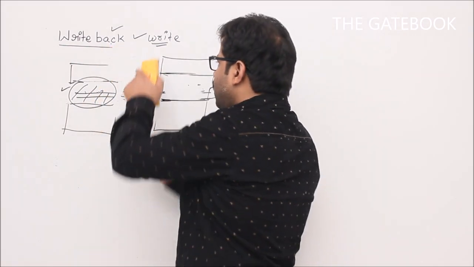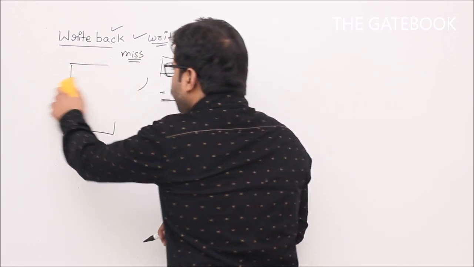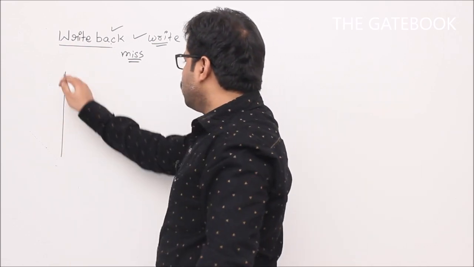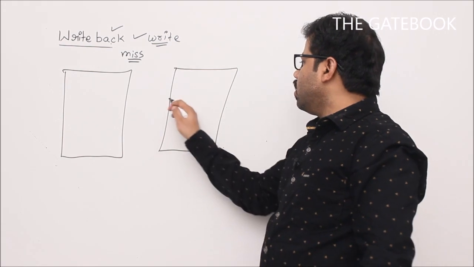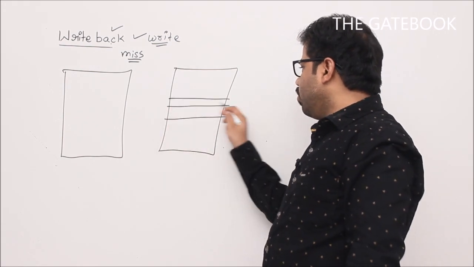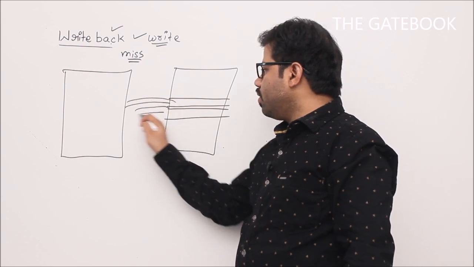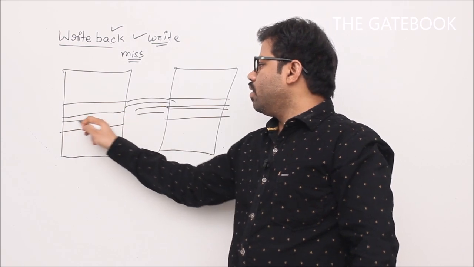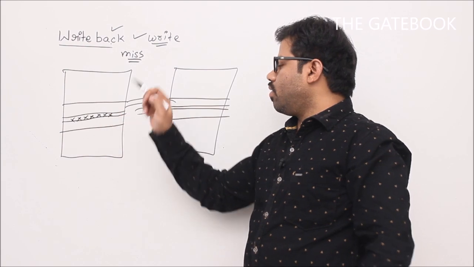So what happens if a miss occurs? If there is a cache miss in the write back procedure, that means the data is not available in the cache, but you want to update it. First transfer that entire block to the cache, then simply update it here. That's it.